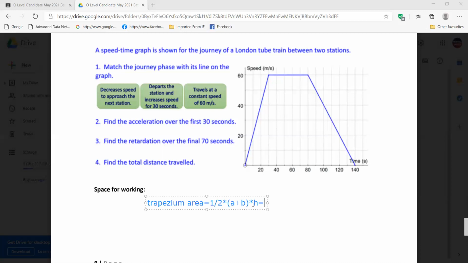190 multiplied by H, that is 60, right? Yes, sir. So can you calculate now? 30 into 190 because half into 60 means 30, right? Yes, sir. So you can calculate 30 multiplied by 190. 5,700 meters.